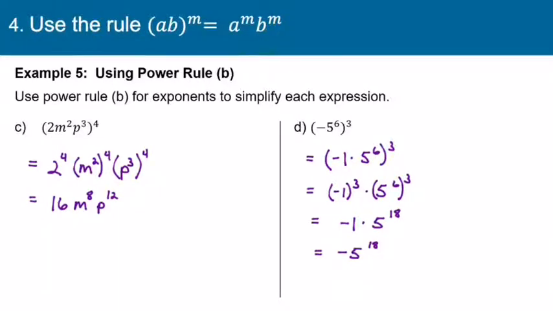Now keep in mind that this is not the same as negative 5 in parentheses to the 18th, because 18 negatives multiplied together would give a positive answer. But here we don't have 18 negatives all multiplied together. Here we have just a negative that's multiplied by 5 to the 18th. So this quantity is actually negative.